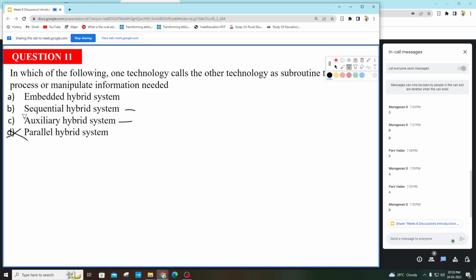Now about the other three. In a sequential hybrid system, the output of one technology will be the input of the next technology, like pipelining. This is your sequential hybrid system. In an auxiliary hybrid system, one technology calls another technology when it is needed. This statement is true for the auxiliary hybrid system. In an embedded hybrid system, we do a complete fusion. So C is your correct answer.